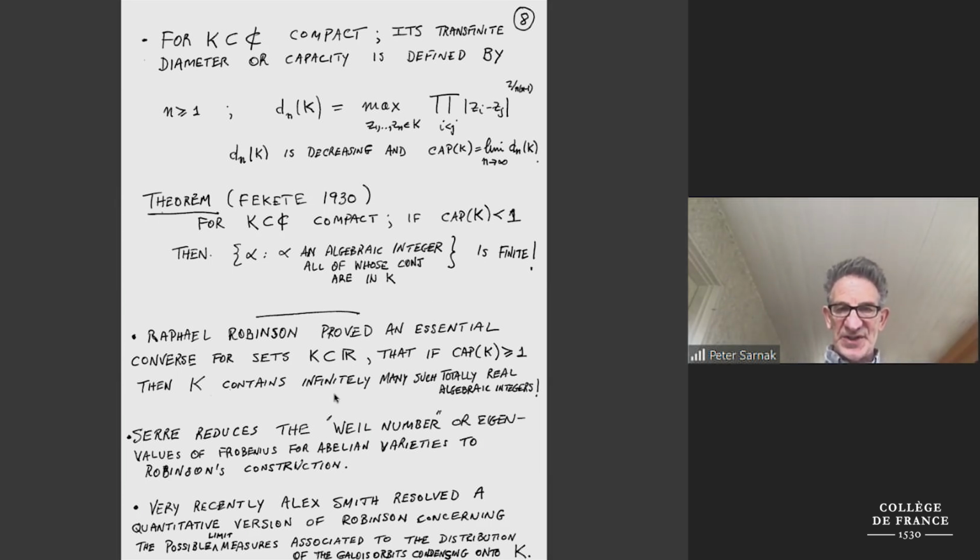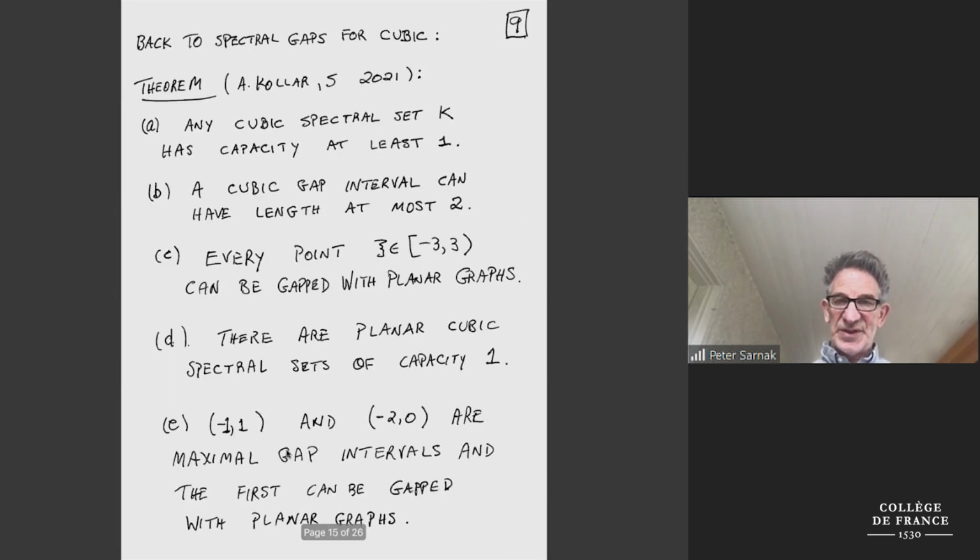I'll skip this. Robinson has a converse to that theorem, and there are some very interesting developments. In fact, one of Sarah's most recent papers, from maybe 3 years ago, is exploiting this Robinson construction. This will be relevant to us because the eigenvalues of a three-regular graph have this property that all their conjugates are also in the set. So it's not going to be surprising: there's going to be a constraint on the spectral sets, that they have to have capacity 1 if you're going to be able to create an infinite sequence of graphs with some property.